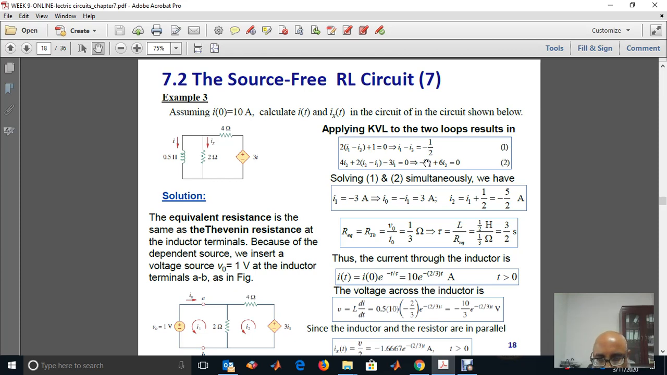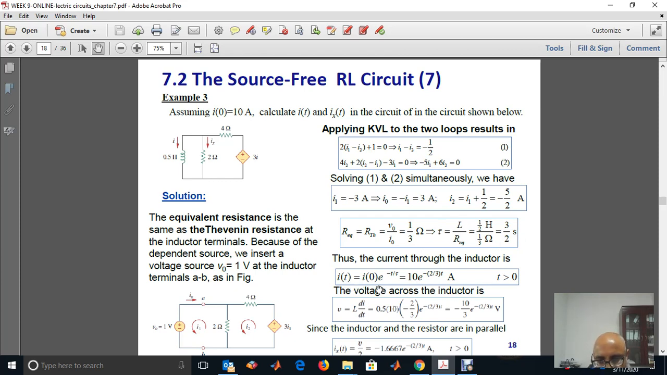We have two equations and two unknowns. I1 will be minus 3 amperes, and because I1 is counterclockwise and I0 is clockwise, I0 is minus I1, which is 3 amperes. From this, the Thevenin equivalent resistance is V0 over I0, the test voltage of 1 volt over the current of 3, so we have 1 over 3 ohm. And from this, we can calculate tau. Tau is L over R equivalent, which is this.